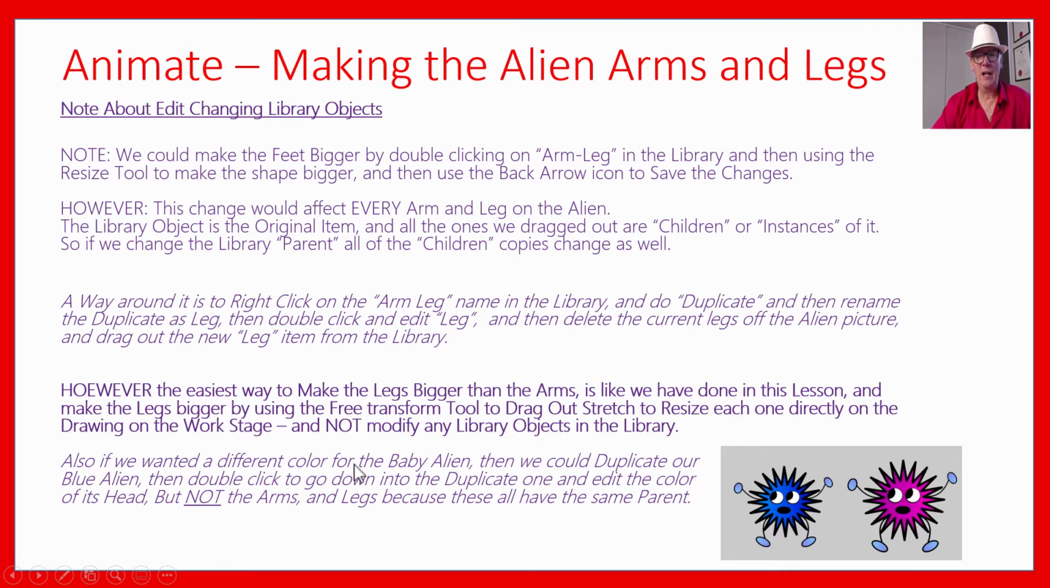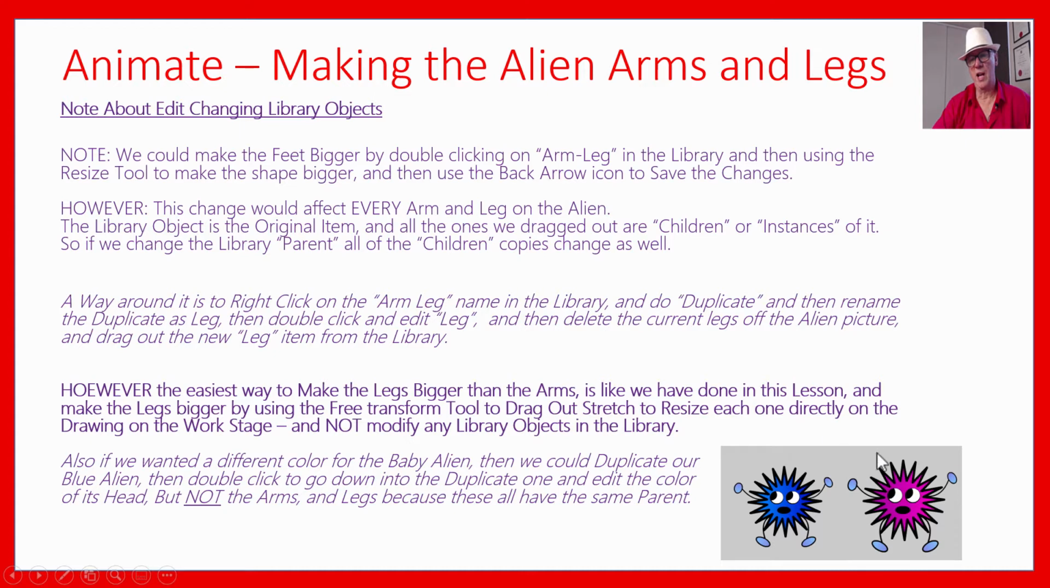Now, if we want a different color for the baby alien, then you can duplicate the blue alien. So what we did here is we did right click and duplicate the blue alien in the library. Then we double clicked on the duplicate, and we could edit the color of its head, okay, but we couldn't change the color of the arms, because remember, the original parent of the arms was just one thing in the library called arm leg. Because this used arm leg and arm leg's blue, you can't change it. If you change this to pink, these ones will change to pink as well. All right, so that's a bit of a limitation.